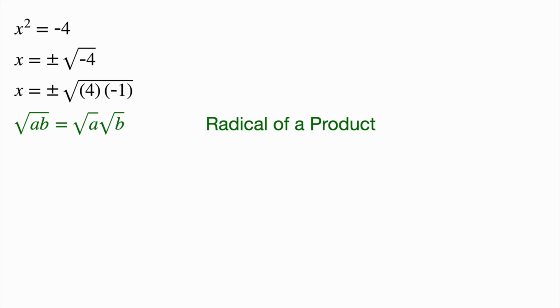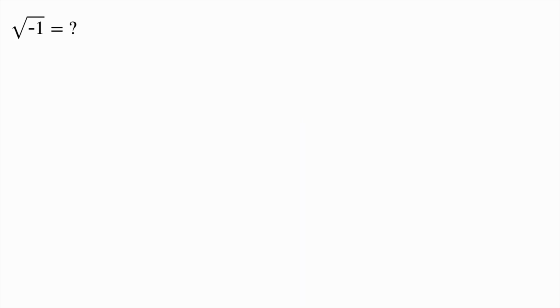Using the radical product rule, we will get that the square root of 4 times negative 1 equals the square root of 4 times the square root of negative 1. We can use that the square root of 4 is 2, and this will leave us with x equals plus or minus 2 times the square root of negative 1. Another way to think of this is, what squared is negative 1, or x times x equals negative 1, which is x squared equals negative 1.